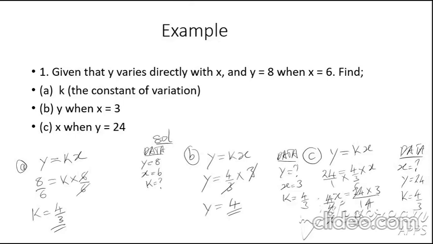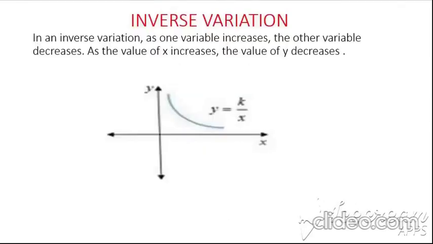Now let's do inverse variation. In an inverse variation, as one variable increases, the other variable decreases. As the value of x increases, the value of y decreases. So this one is different from the direct one. In a direct one, as x was increasing, the value of y was also increasing, but not with inverse variation. Here, as x is increasing, the value of y is decreasing, as you can see on the graph.